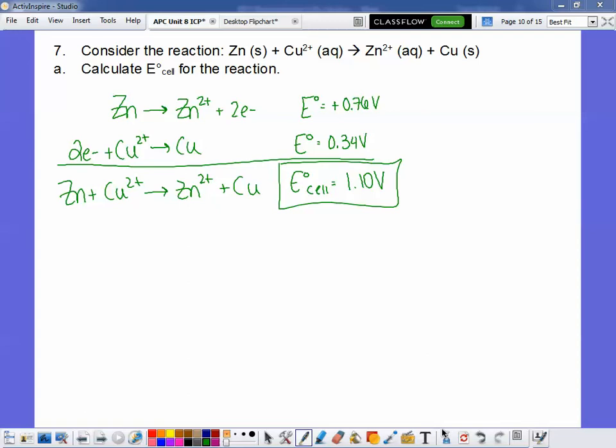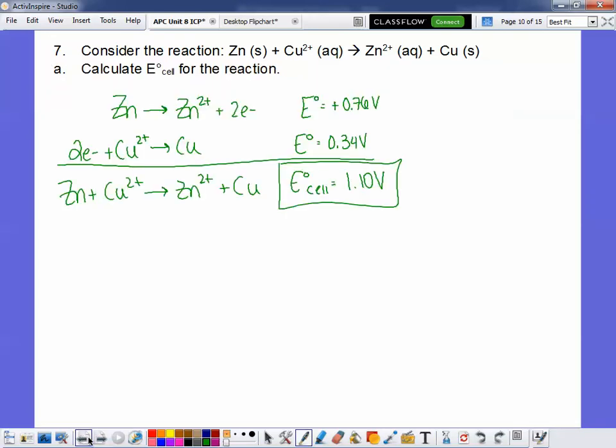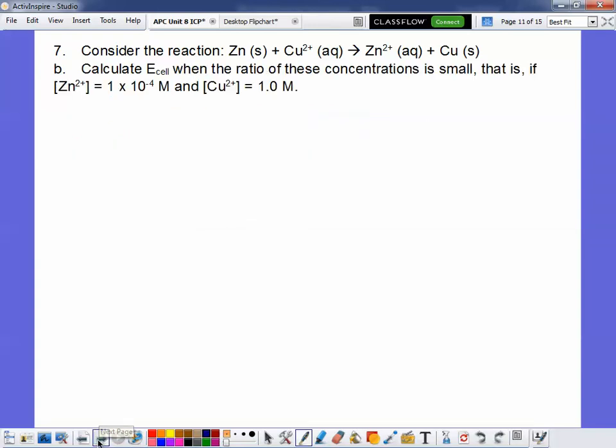All right, so for part B, the concentrations of those ions have changed. Actually, for the zinc ion, we changed it. Here, what are the concentrations of the zinc and the copper ions? 1 molar, because it's standard. So if we change the concentrations, the voltage or the cell potential will change. So that is using the Nernst equation.